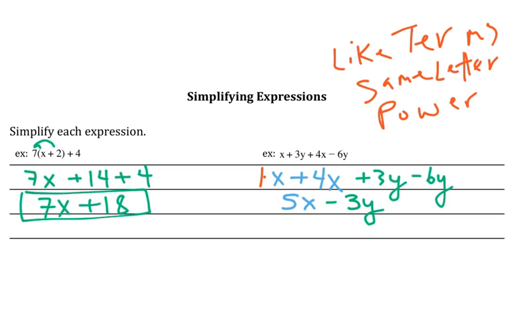I always want to check it again and again and again. Well, can I simplify this any more? I cannot, so I have 5x minus 3y. x is a totally different number from y. We have no idea what they depend on, so those are not like terms and therefore cannot be combined.